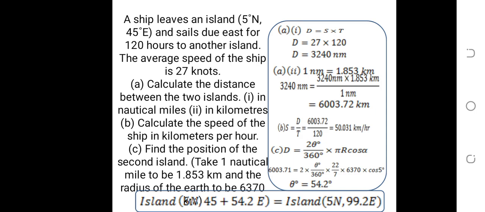B. Calculate the speed of the ship in kilometers per hour. C. Find the position of the second island. Take 1 nautical mile to be 1.853 kilometers and the radius of the Earth to be 6,370 kilometers.